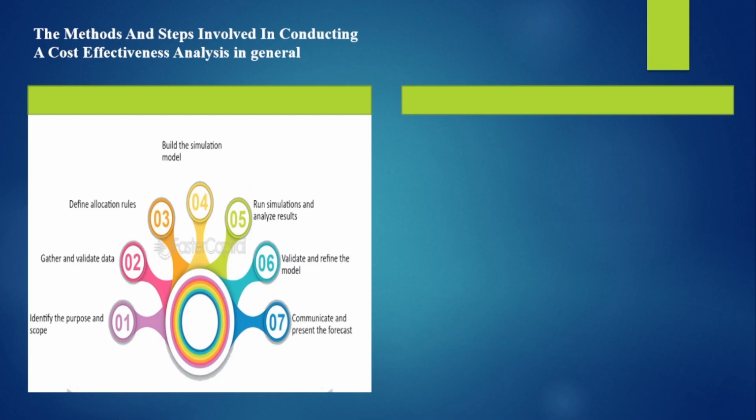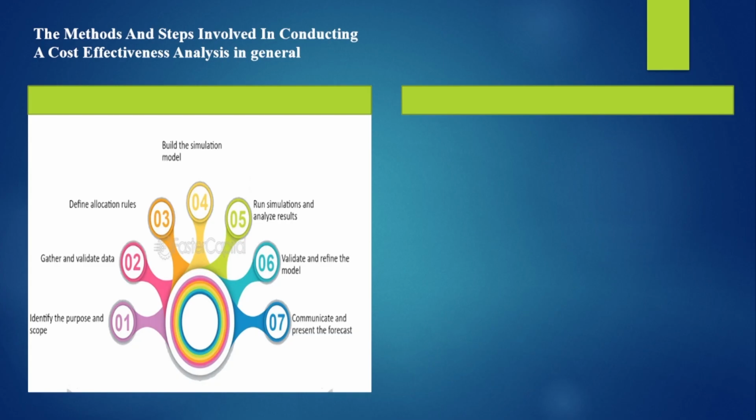So allocations must be logical, well organized, and systematic. Fourthly, build the simulation model. The simulation model is very important for cost effectiveness analysis in general. Simulation is an important component for cost effectiveness analysis. When we build the simulation model, we must consider the steps involved in conducting a cost effectiveness analysis in general. So simulation must be considered in a proper way.